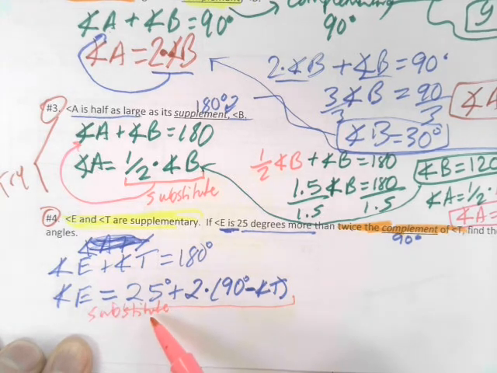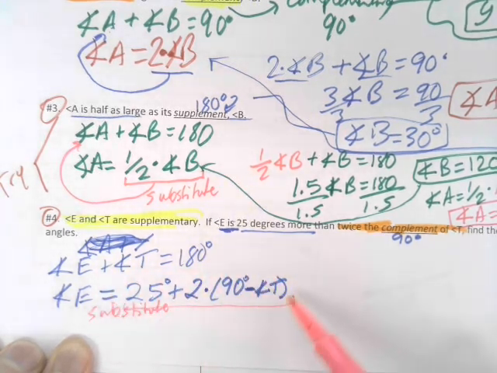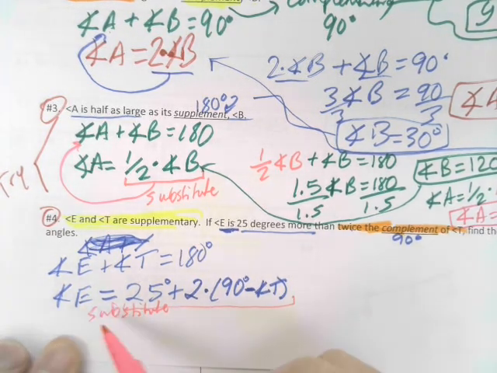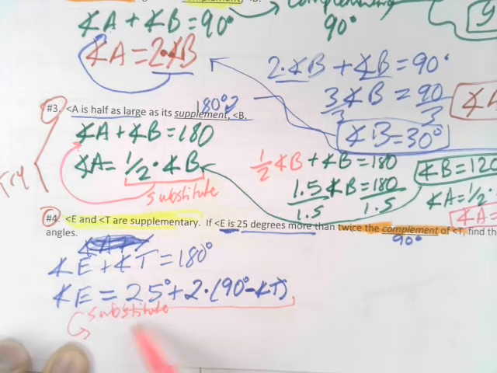The problem is, you can substitute this in for E, but is there a way we could simplify this? Absolutely. Let's drop down here. If you wanted to substitute this, you could start by distributing.